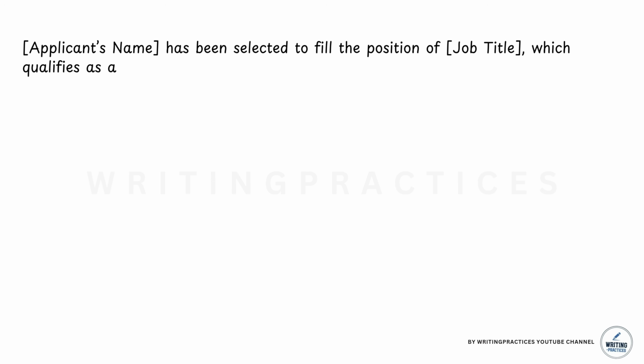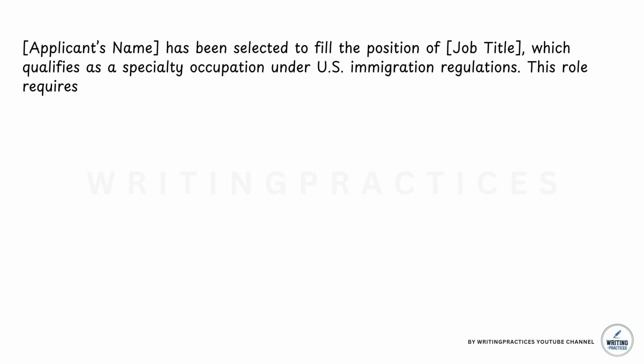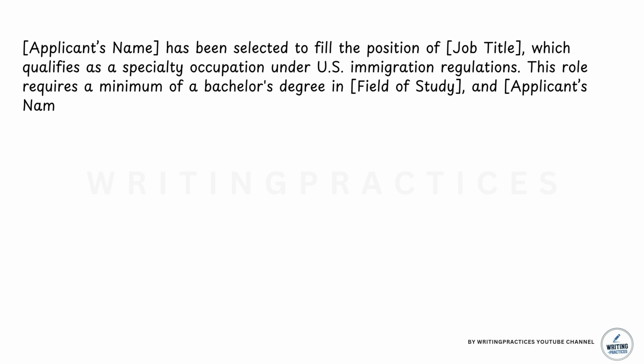Body paragraph 1. Job role and qualifications. Now comes one of the most critical paragraphs. Here, you're providing details about the job role, the applicant's qualifications, and how their skills align with the requirements of the H-1B visa category. Let's go through the sample.